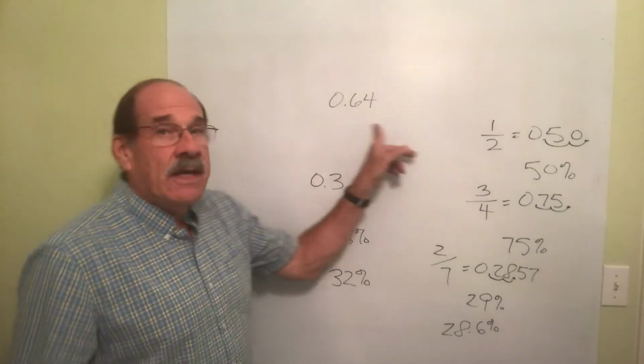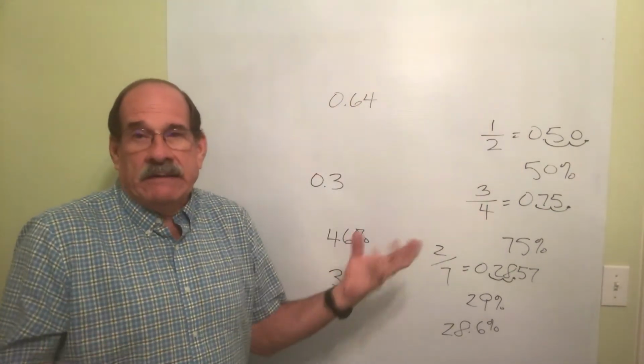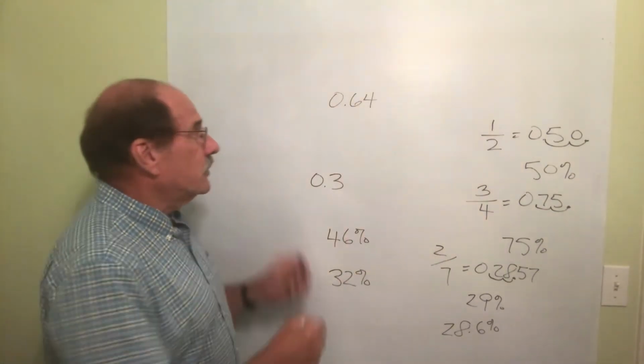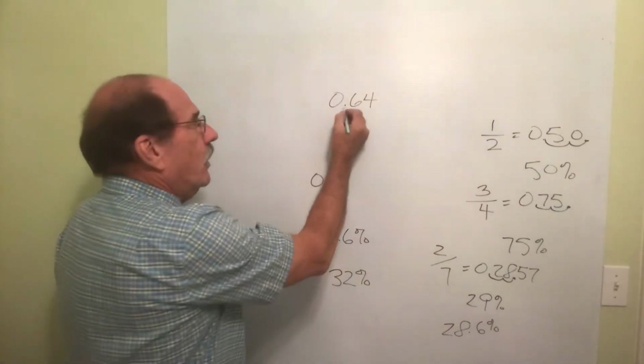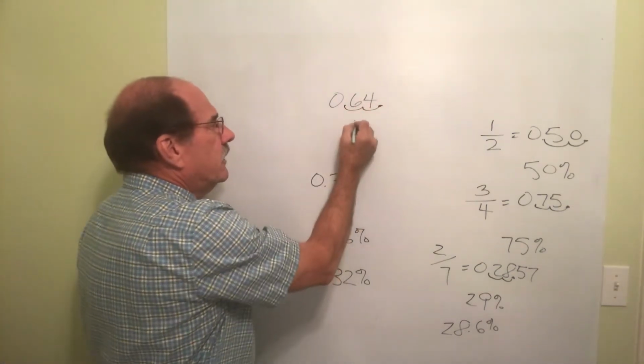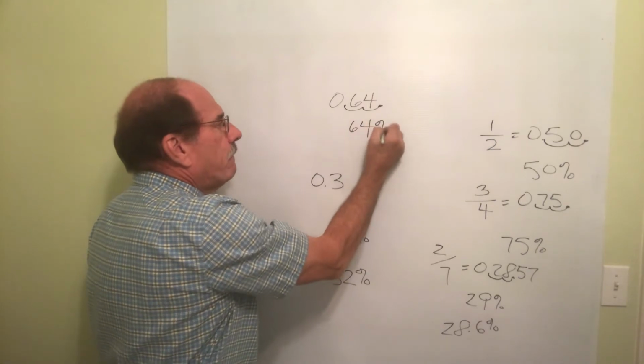Well, what if we're given a decimal first? Well, that's already right there. Let's convert that to a percent. 0.64. You move it over. 1, 2. Dot goes there. So that's 64%.